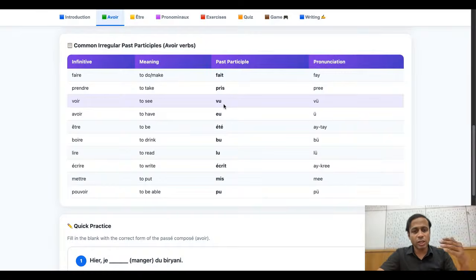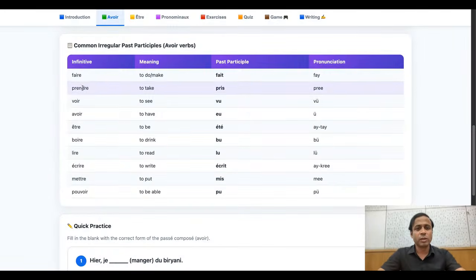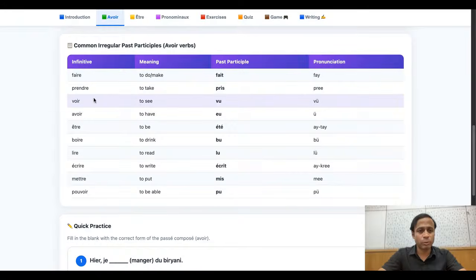Okay, so this is how you have to practice. You must know the past participle of all these verbs. For example, faire becomes fait, prendre becomes pris, voir becomes vu, avoir becomes eu, être becomes été, boire becomes bu, lire becomes lu, écrire becomes écrit, mettre becomes mis, and pouvoir becomes pu. So these are the past participles of these verbs, and we have to use the past participle in passé composé.